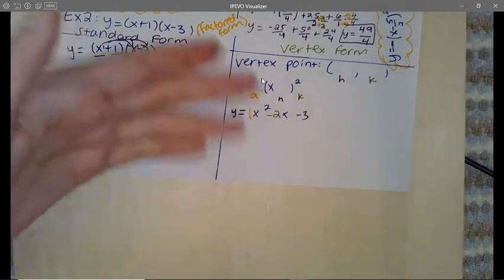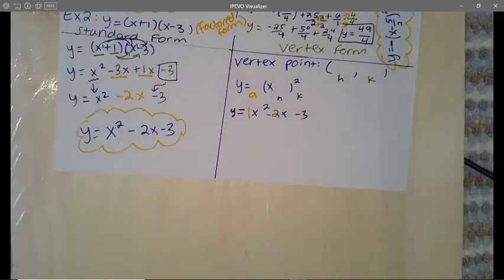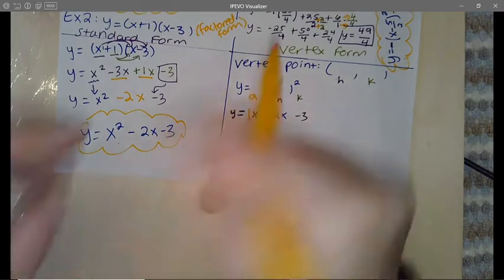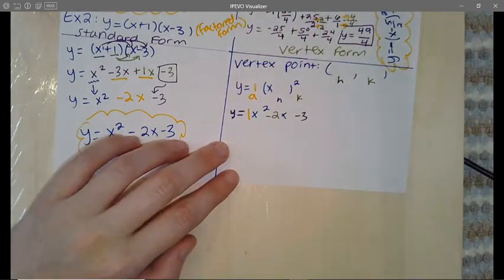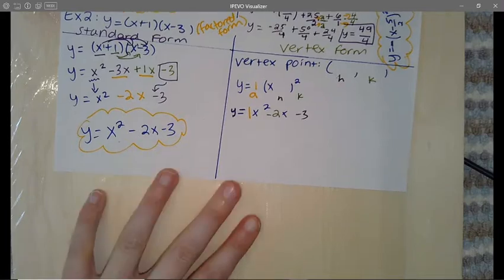Now remember, you can write a 1 or you don't have to. It's kind of up to you. Okay, since I wrote in a, I might as well just write in the 1. So my a is going to be the 1, so I'm going to write it there. And now all I have to do is find the h and k. So how do we find the h value from standard form?